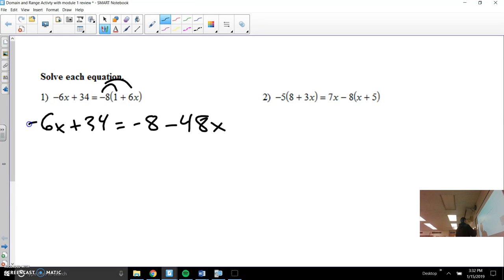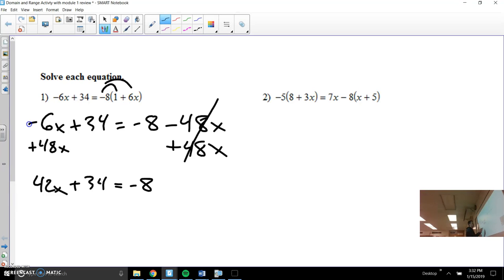So I see that 6x and 48x, those are like terms. So I'm going to move 48, I'm going to move that to the left. It's really negative 48, but you know what I mean. I'm going to do opposites. Inverse of subtraction is addition. So that cancels on this side, but you have to do everything evenly on both sides. And if you put this together, you should get 42x. Now, if you want, you can rewrite the rest of it to keep everything nice and neat.